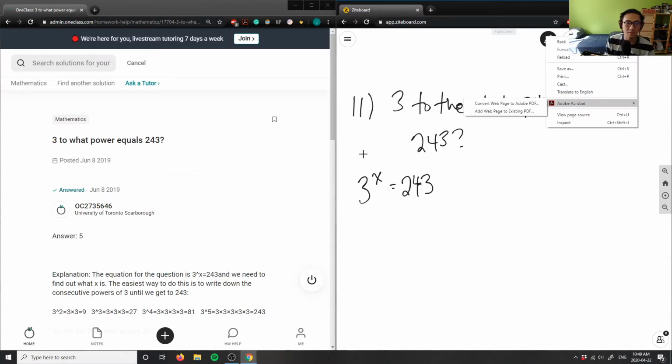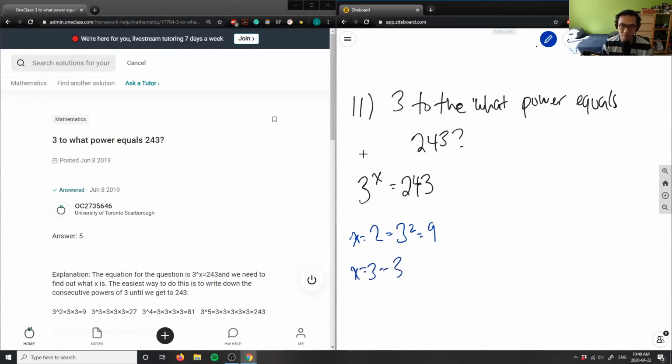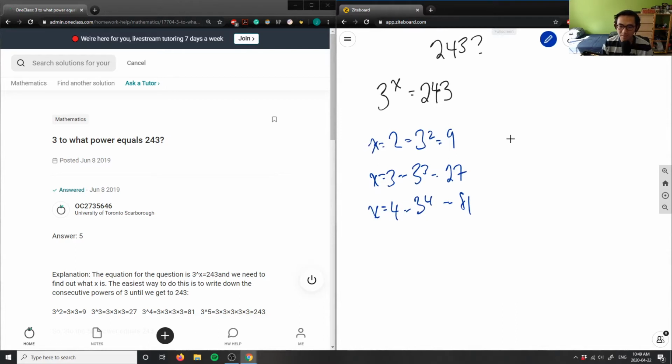And what this University of Toronto Scarborough student did, which was actually really good, is they did a guess and check. So they're saying, okay, if x here equals 2, then it's going to be 3 squared, which equals 9. If x equals 3, then I'll get 3 cubed, which equals 27. And then x equals 4 would be 3 to the power 4, which equals 81. And finally, if x equals 5, which is 3 to the power of 5, which equals 243.